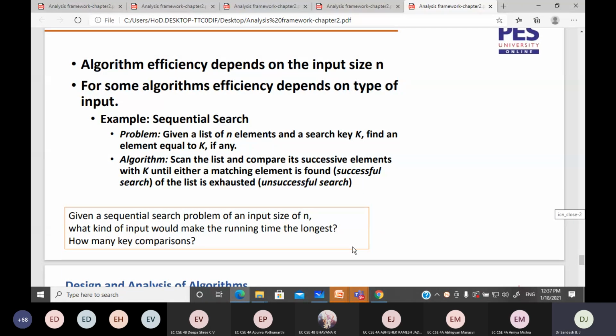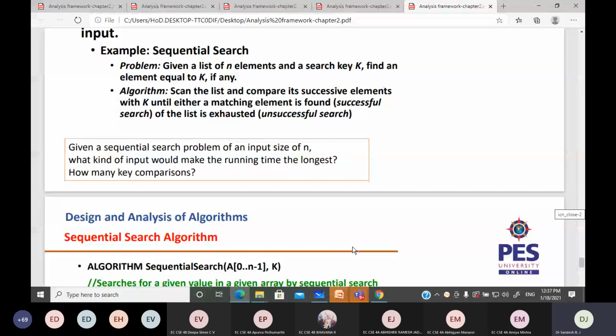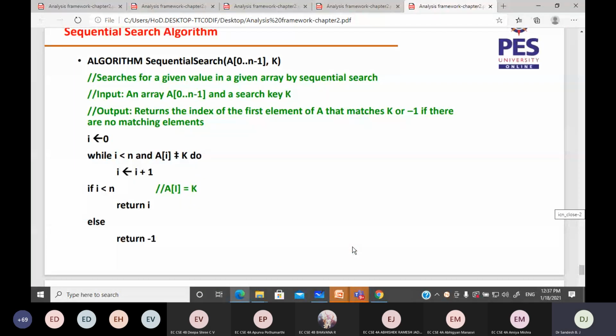So if a sequential search problem is given with the input size as n, what kind of input would make the running time the longest? How many key comparisons are going to happen if it is taking the longer time to search an element? So that's what we are going to do, the analysis on sequential search. The slide shows you the algorithm.